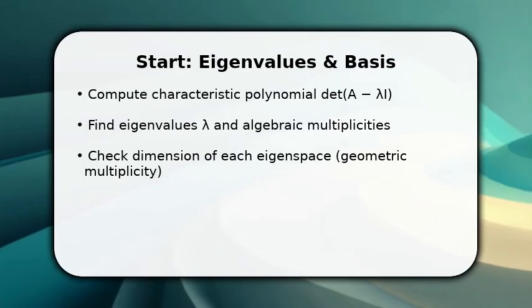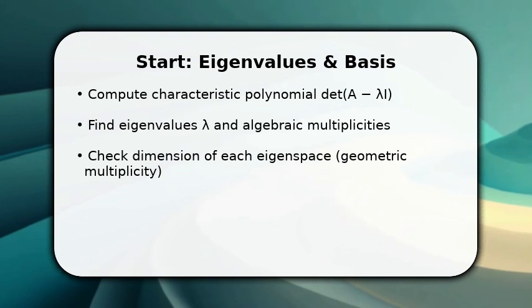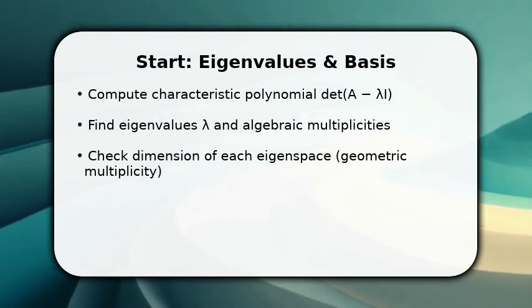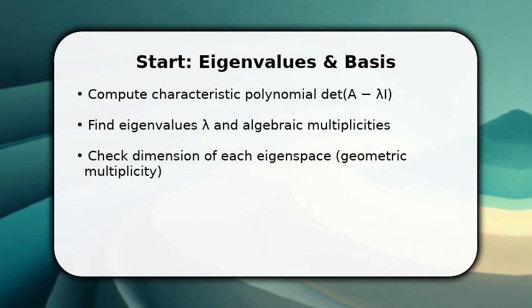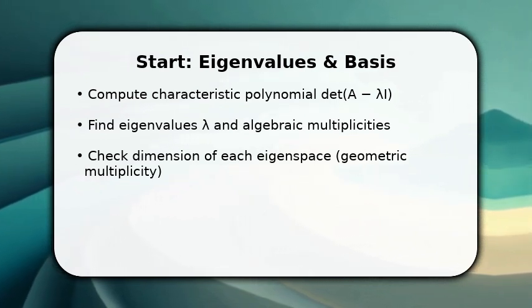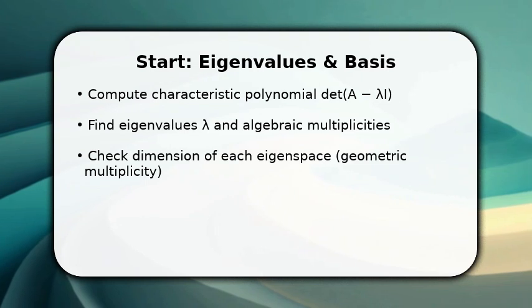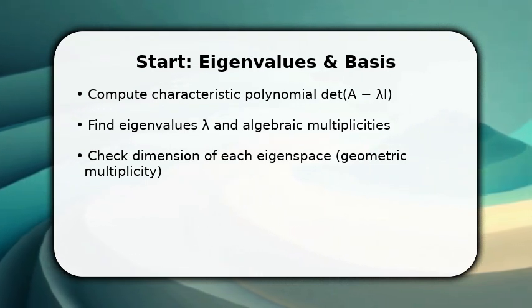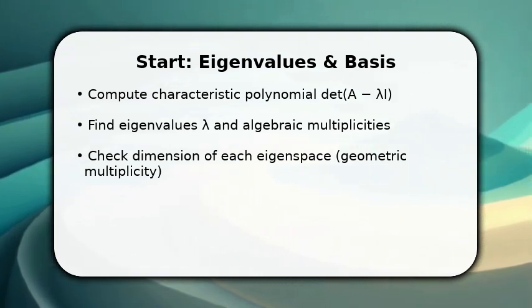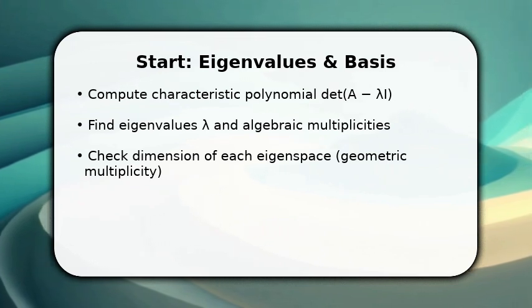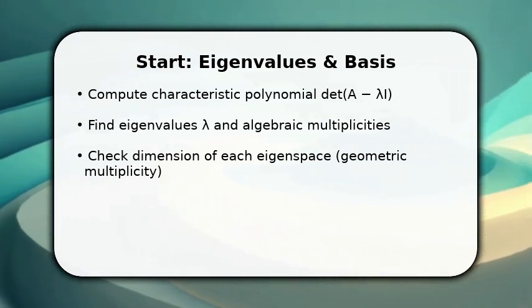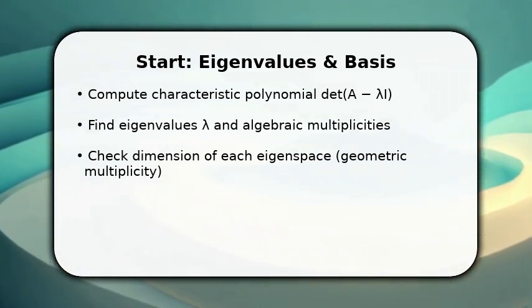You begin by computing the characteristic polynomial det(A - λI) and solving for eigenvalues. This gives you the targets for diagonalization. Once you have each eigenvalue, compute its eigenspace by solving (A - λI)x = 0 to produce eigenvectors. Make sure the sum of geometric multiplicities equals n. If it does not, you cannot diagonalize.